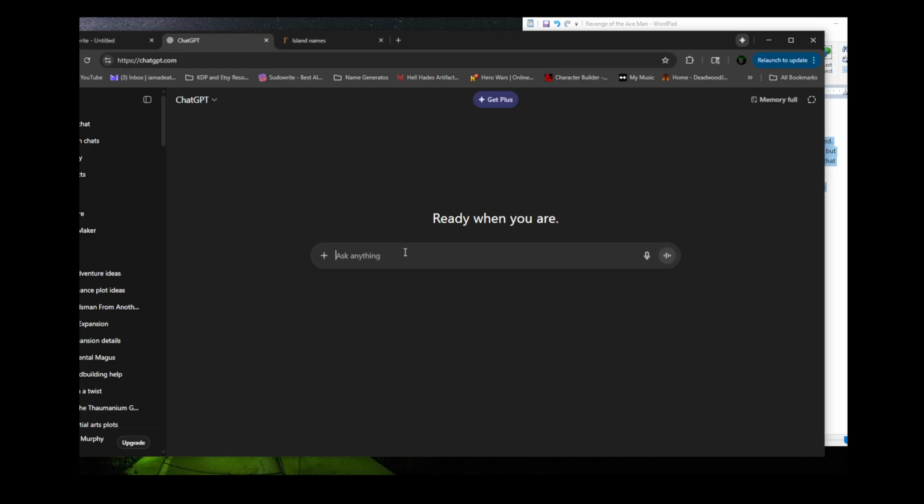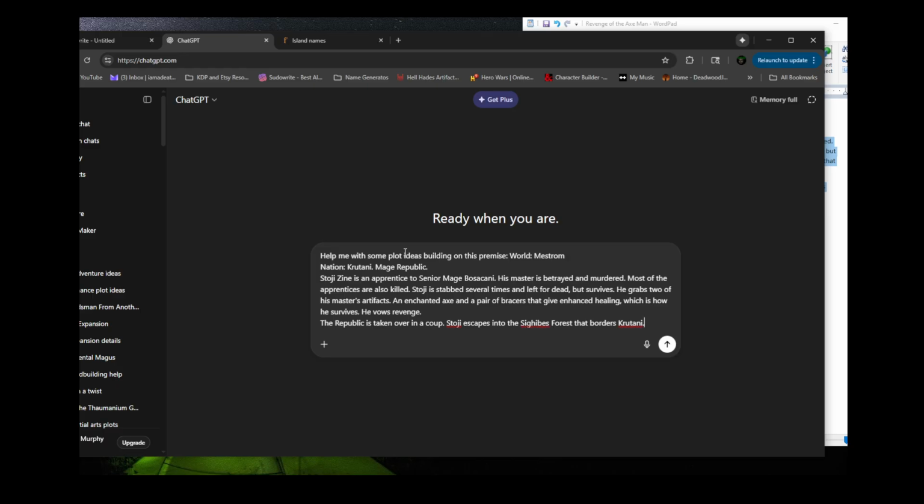So what we're going to do at this point, this is where ChatGPT comes in, is just say something along the lines of help me with some plot ideas building on this premise. Paste it in.